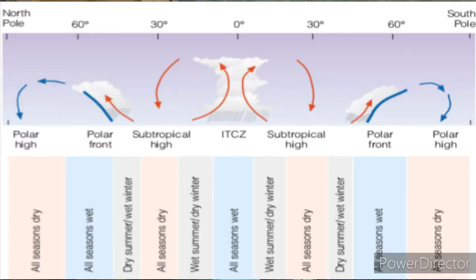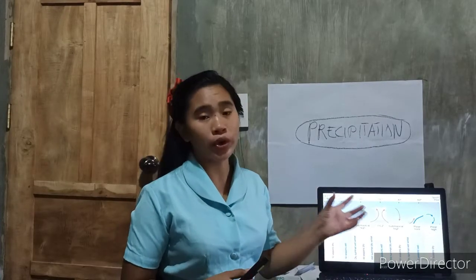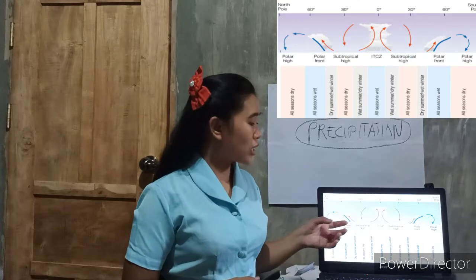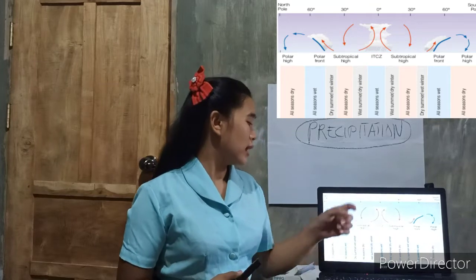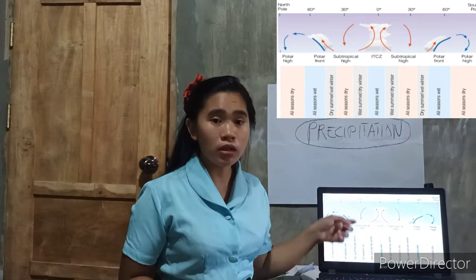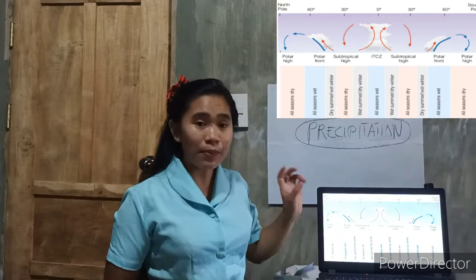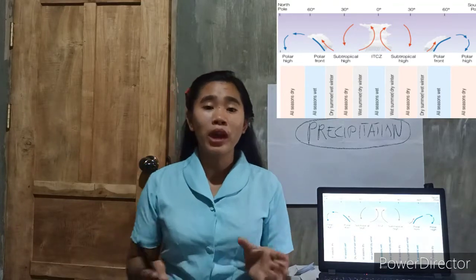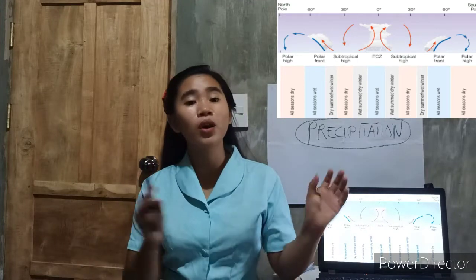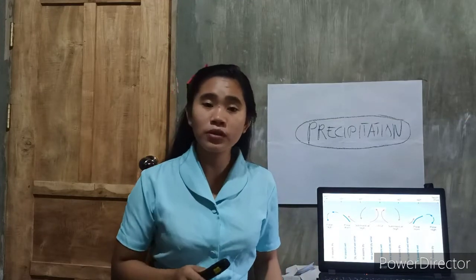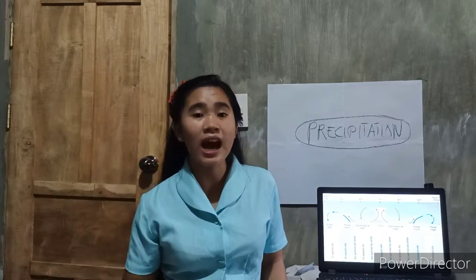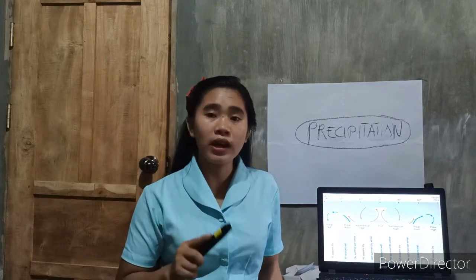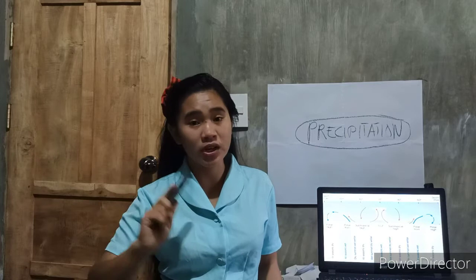This is a simplified form of how general circulation influences the distribution of precipitation from north to south. If you can remember, our ITCZ is a low pressure area. Subtropical high, high pressure area. Polar front, low pressure area. Polar high is a high pressure area. And the rule is air moves from high pressure area to low pressure area. So in the low pressure area, air moves up and sinks in a high pressure area.